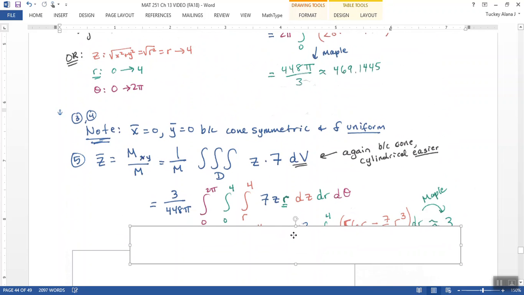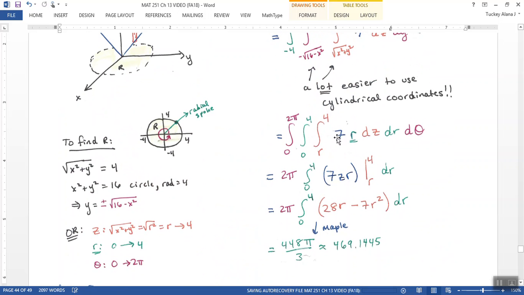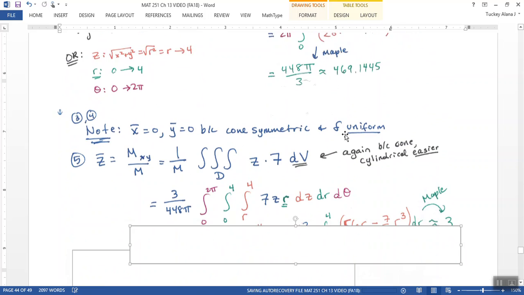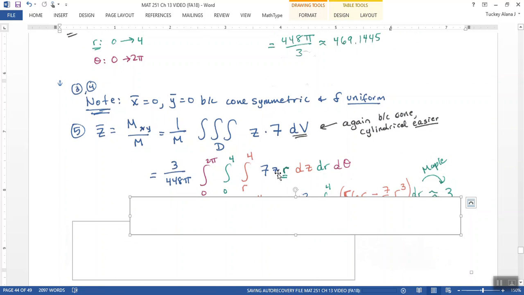And then my limits of integration would go 0 to 2 pi for theta, 0 to 4 for r, and r to 4 for z. Same thing we found before. The difference is my integrand right here. So instead of just 7r, like I had before for the mass, I'm going to take 7rz, so 7zr dz dr d theta.